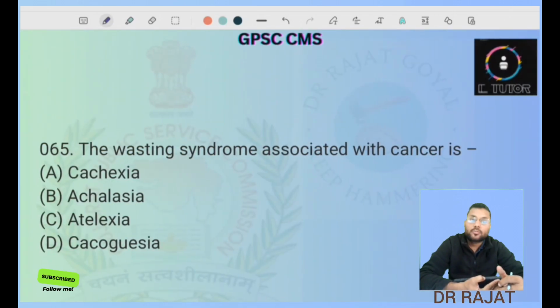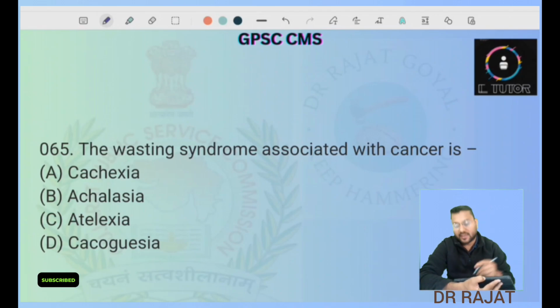The wasting syndrome associated with cancer is, this is a direct question, the wasting syndrome associated with cancer is called cachexia.